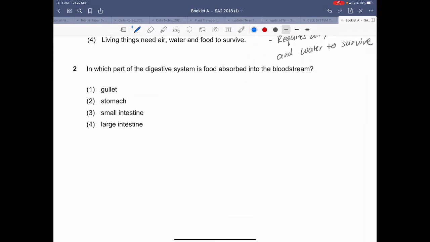In which part of the digestive system is food absorbed into the bloodstream? Now, in this case, keywords: digestive system, absorb, bloodstream. Straight away, I know the topic that they are talking about is the digestive system. Alright? And then after that, the concept that they are testing me on is actually functions of digestive organs.